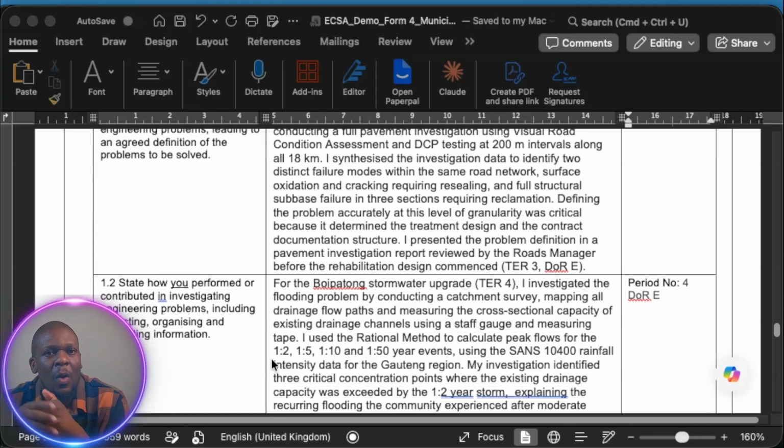Collecting organized information. I think we have spoken about this already. In terms of your investigation, this unfortunately is in terms of period 4, and we didn't speak about period 4, but here you are explaining how you investigated or collected the information. Please note something.